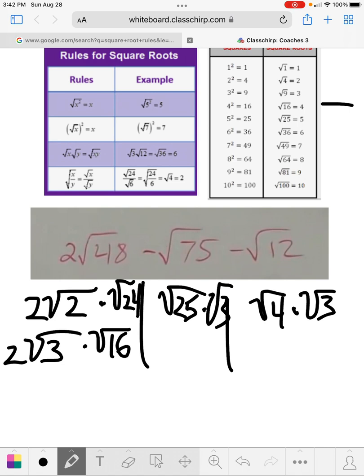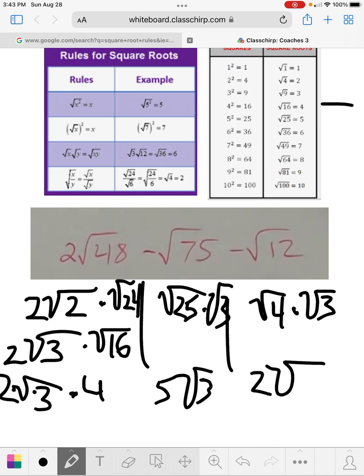So let's go down below. We can actually come up with 2 times the square root of 3 times 4. On this one here, we can have 5 times the square root of 3. On this one here, we can end up with 2 times the square root of 3, because as you see, the square root of 4 is 2. Square root of 25 is 5. We got it right here. Square root of 4 is there. So we got all 3.